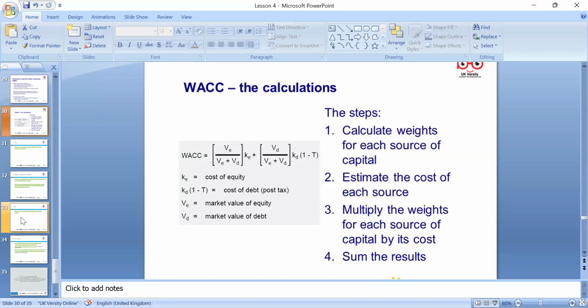So VE is the value of the market: how much debt you have and how much equity you issue. Then whichever option gives the lowest weighted average cost of all the options, you go ahead with that option.